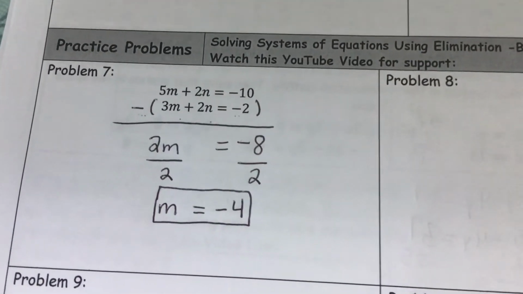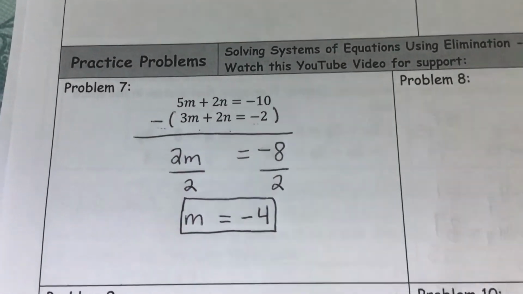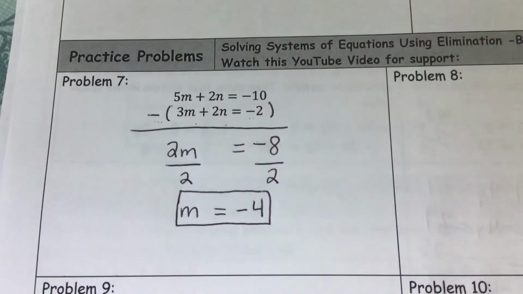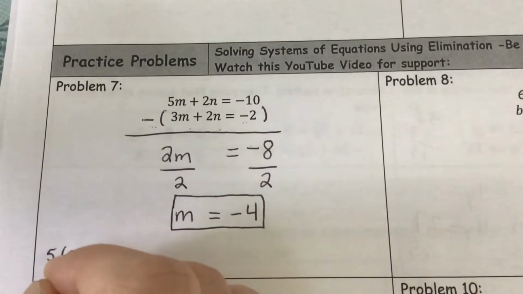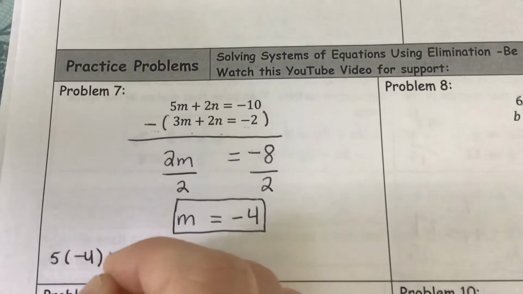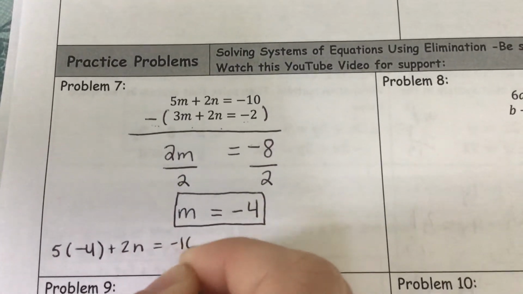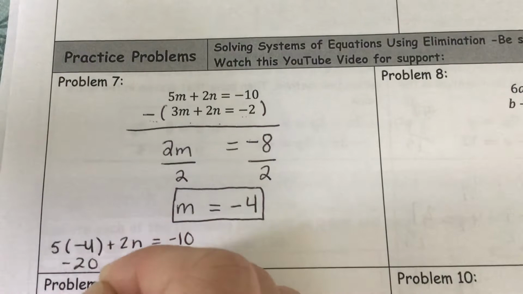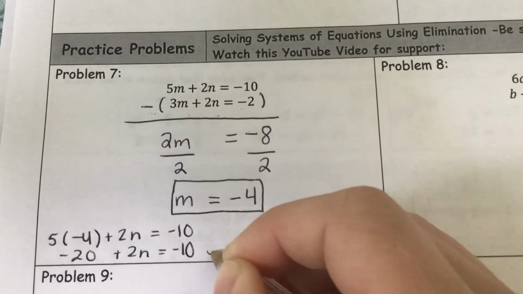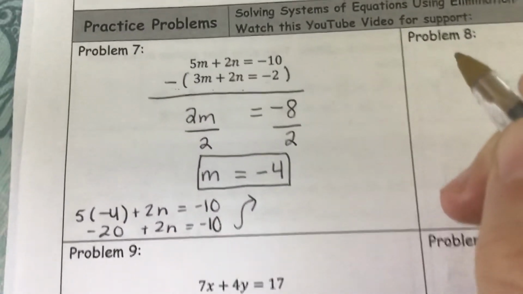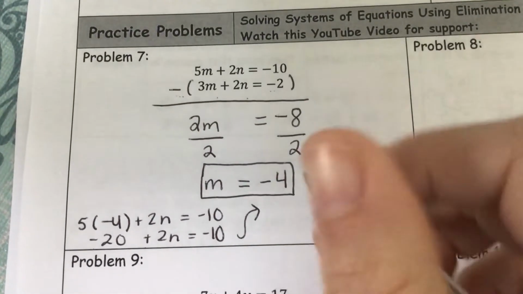So you need to pick one equation, it doesn't matter which one of the original equations, and substitute negative 4 for m. I'm just going to pick the first one. 5 times negative 4 plus 2n equals negative 10. That's negative 20 plus 2n equals negative 10. And then I'm just going to continue to show my work over here.